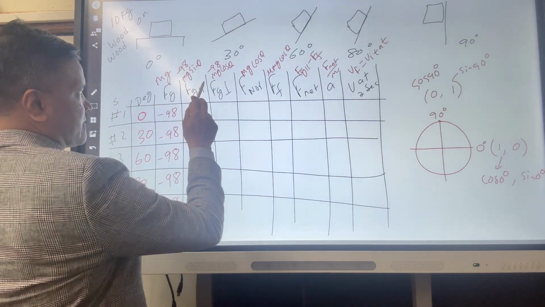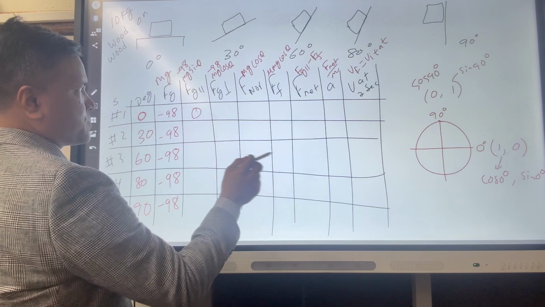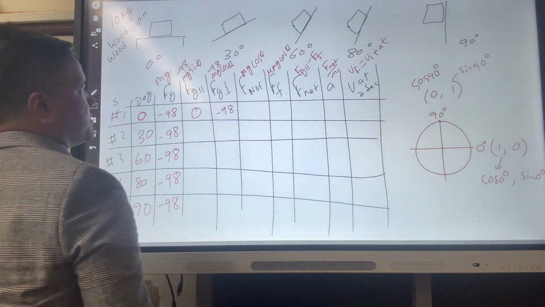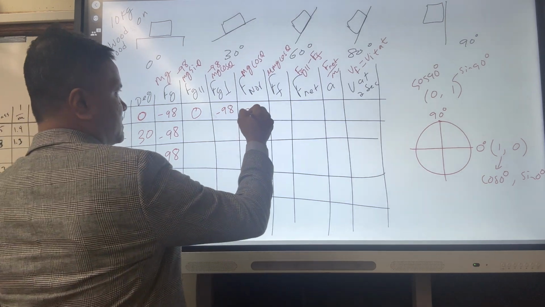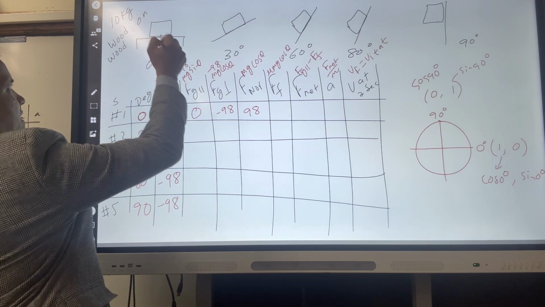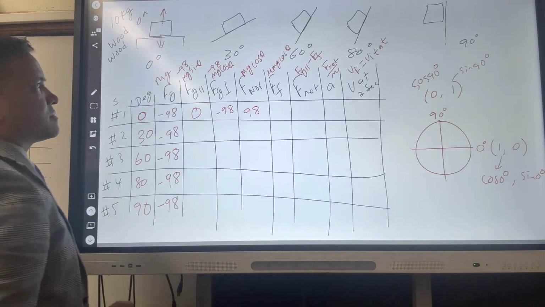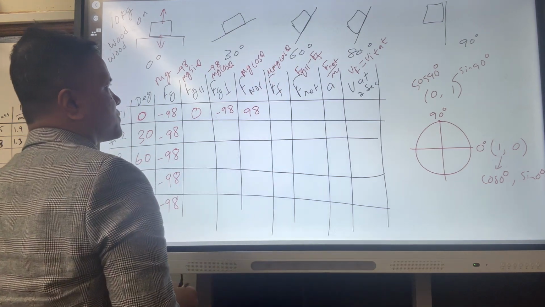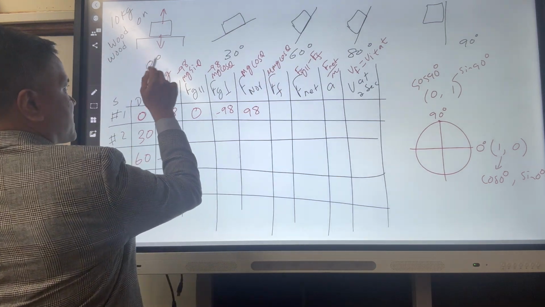Negative cosine 0 degree, so that's negative 98. Normal force is positive 98. Yeah, this is negative 98, this is positive 98. This is force of friction. Is there any applied force acting on here? No.